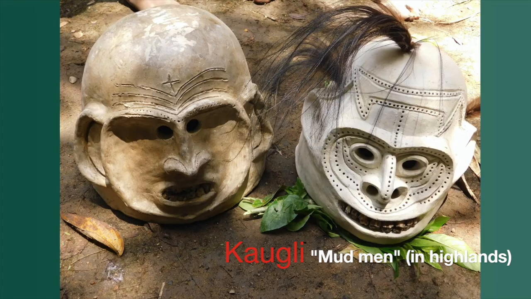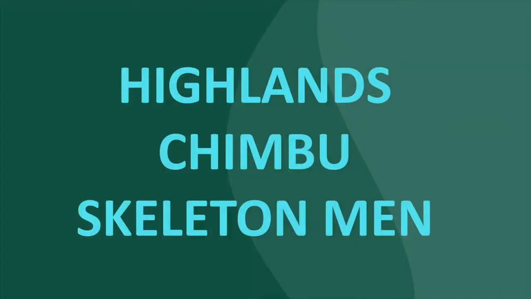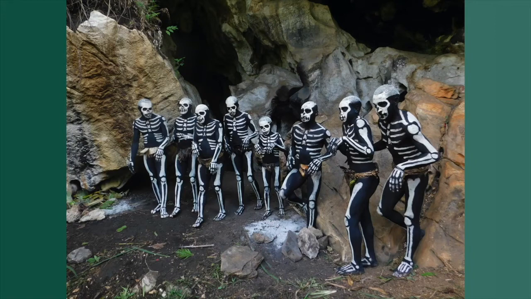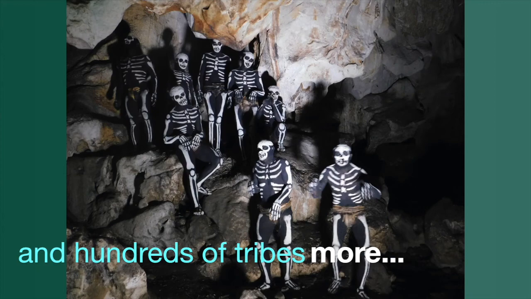So the mud men are very famous for producing spectacular noises. Chimbu skeleton men, through her hair, as you can see here, and beautiful kina shell, a carved kina shell around her neck. Once a year, they'll go back to the cave. The skeleton men are inside the cave, all the way inside in the darkness, and they'll come out and perform their scary spirit dance, pretending to be or invoking the spirits of those skeletons.